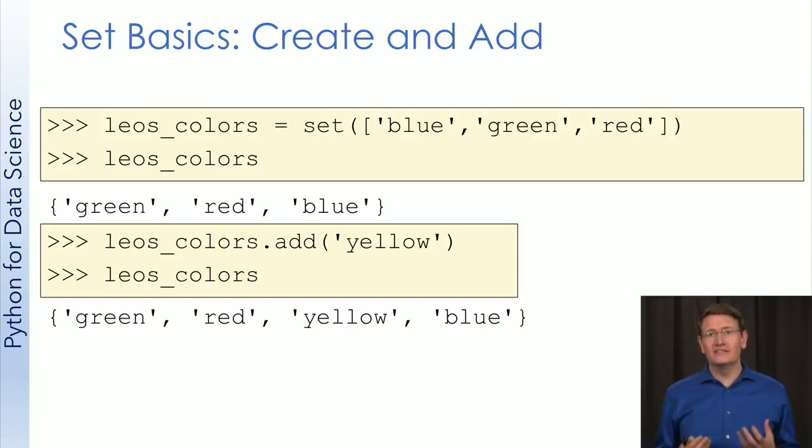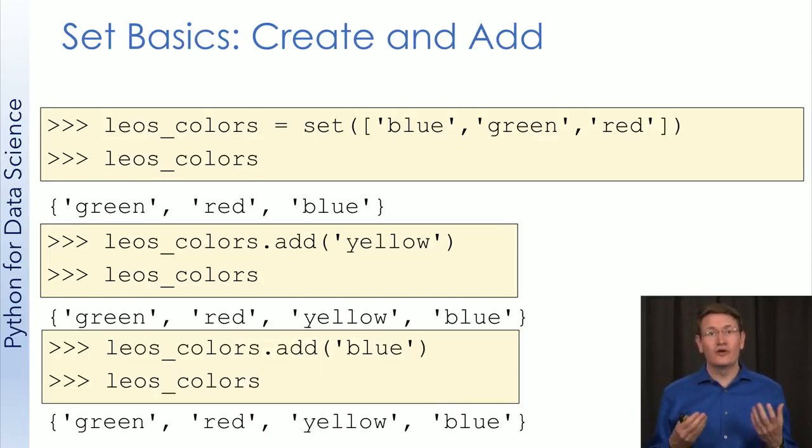Now let's see how to add to this set. By calling the method add, we can add a new color. We can see that we've successfully added yellow. If I try to add something which is already there, it won't change the set. This makes sense, as only unique items can be in sets.